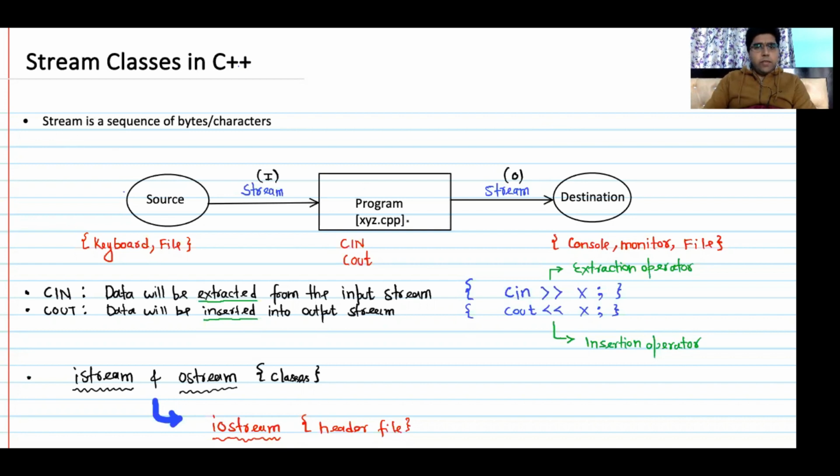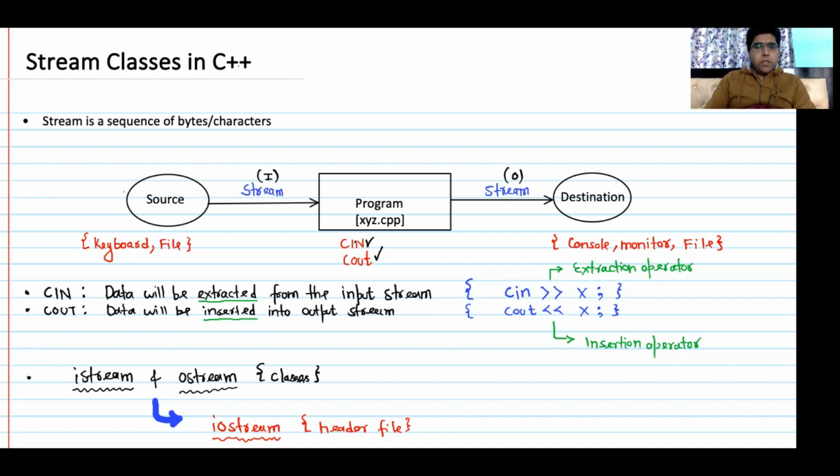Let's say we have written a program called xyz.cpp, and in that we have used cin and cout. So cin is to take input from the keyboard, and cout is to print the output over the console. Whenever you write a program, there would be some source where you would be getting the data, and there would be some destination where you would be storing or printing or displaying your data.